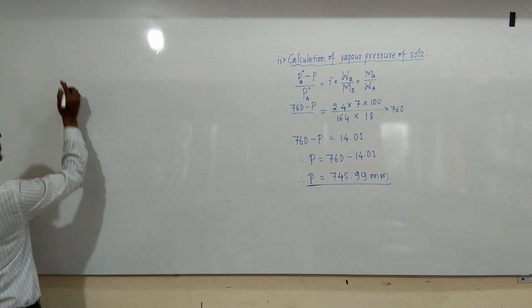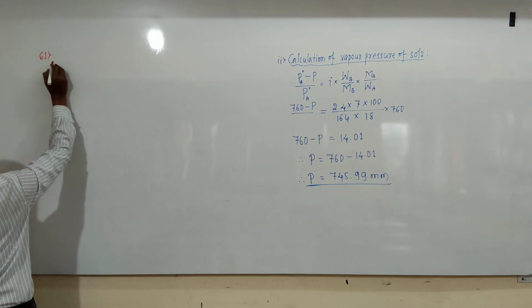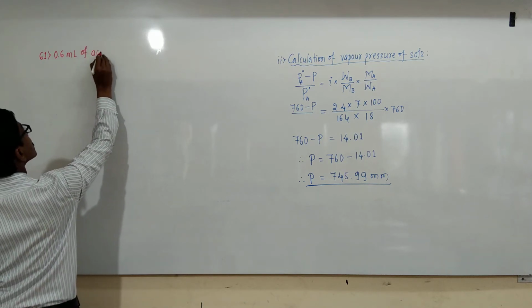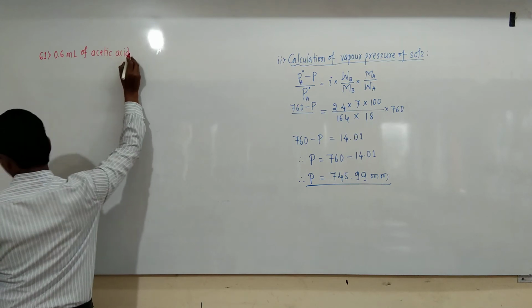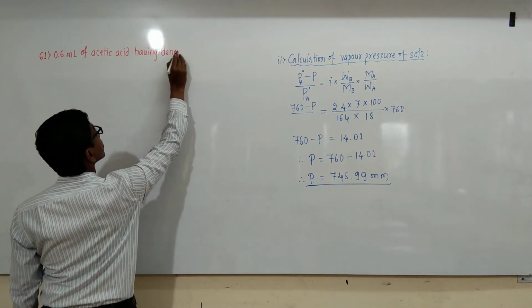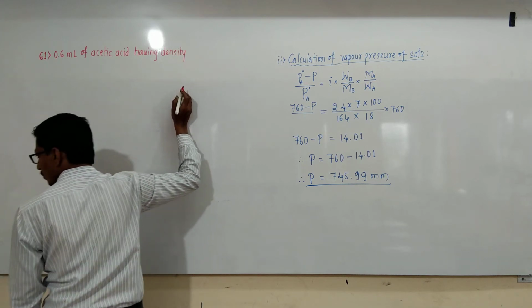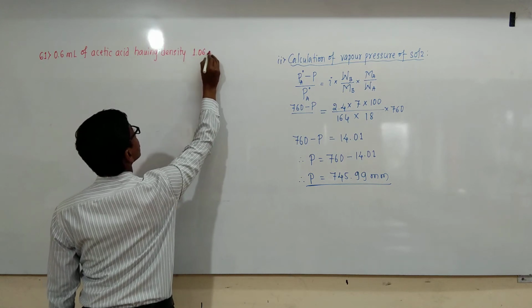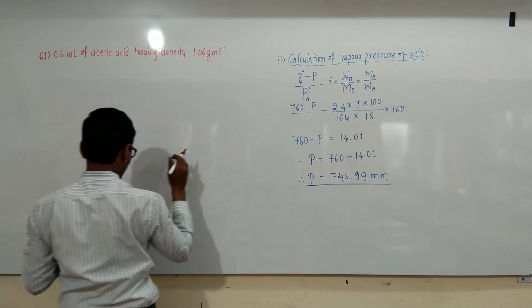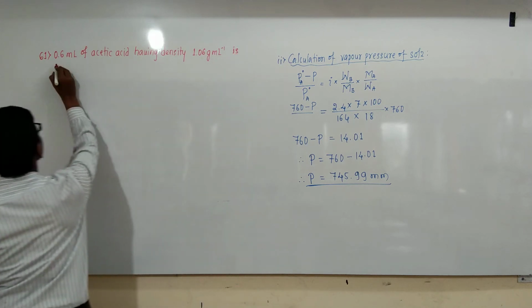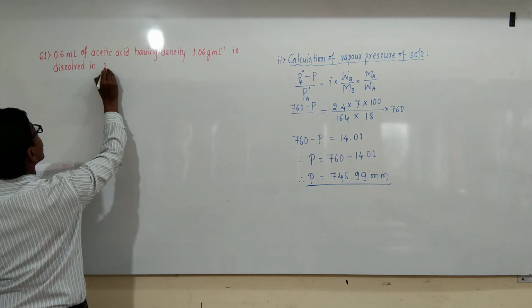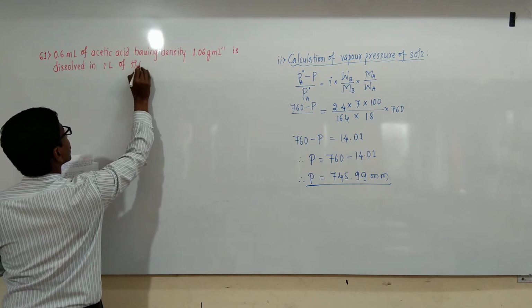Then, 61st question. 0.6 ml of acetic acid having density 1.06 gram per ml is dissolved in 1 liter of water.